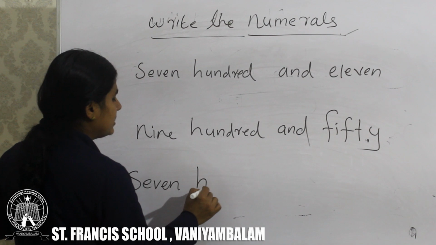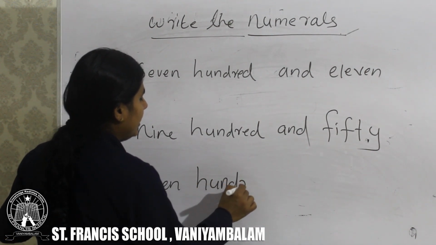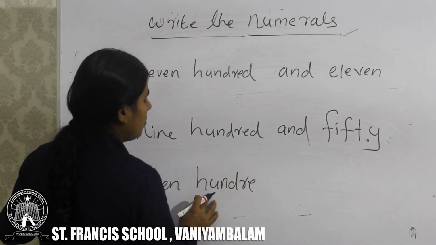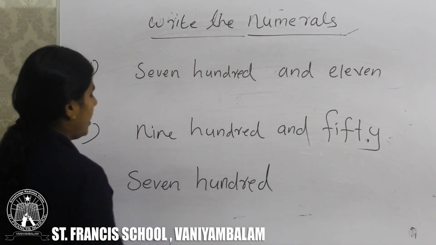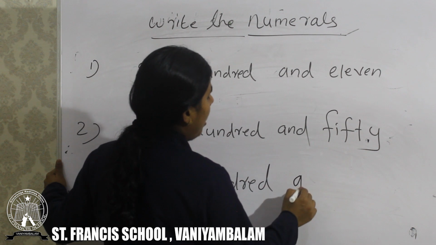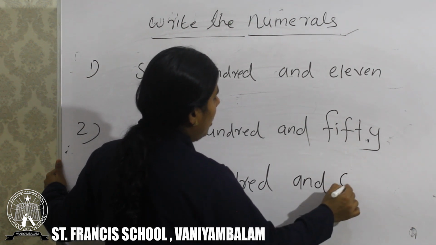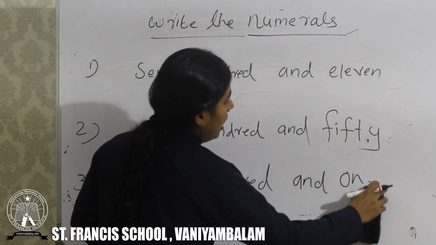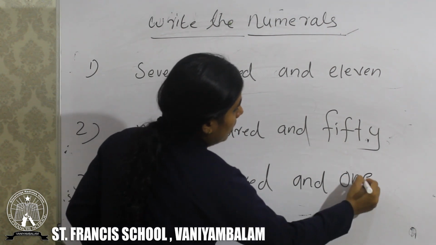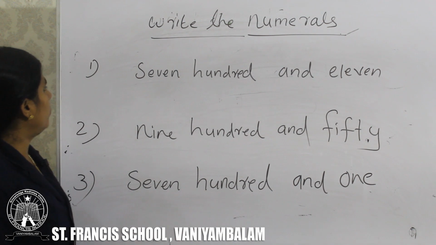700 and H-U-N. What is the spelling of 100? H-U-N-D-R-E-D. 701. Only 1 here. 701. This is the activity I gave to you.